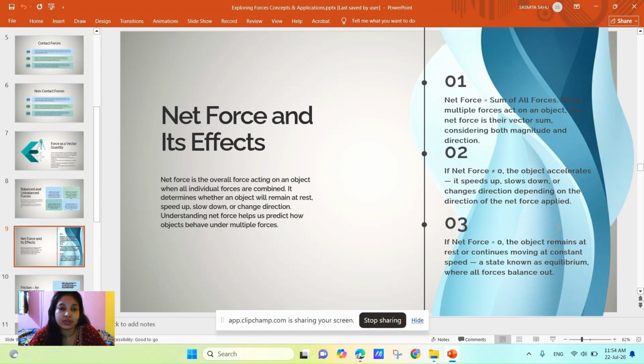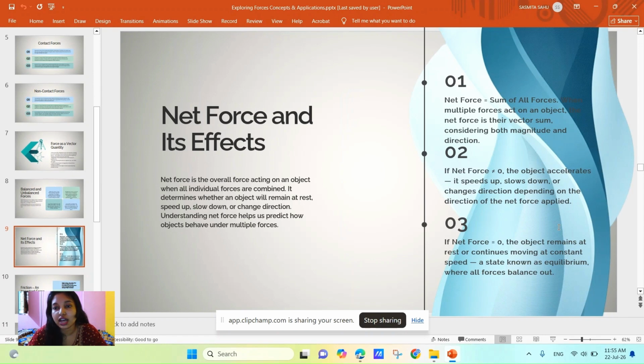Net force and its effects. Net force is the overall force acting on an object when all individual forces are combined. It determines whether an object will remain at rest, speed up, slow down, or change direction. Understanding net force helps us predict how objects behave under multiple forces.